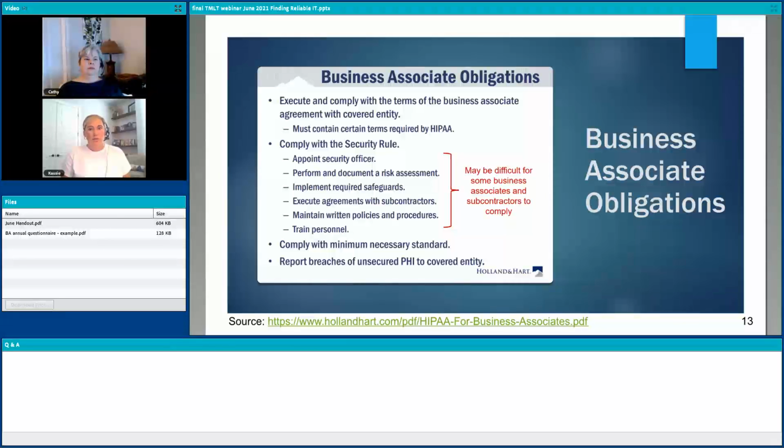Do they have written policies and procedures that address HIPAA privacy and security rules? Are they training their personnel, education? And do they comply with minimum necessary standard rules? And do they report breaches of unsecured PHI to the covered entity? Sometimes this is difficult for business associates and some subcontractors to comply with, but it is definitely something to keep in mind as you're selecting your vendor and establishing a business associate relationship with them.